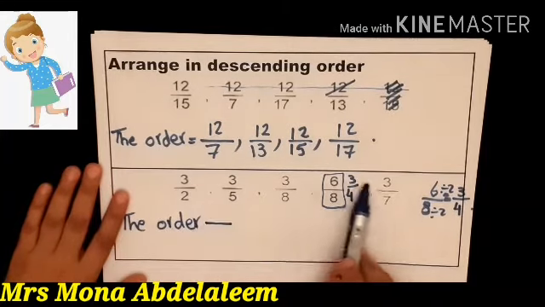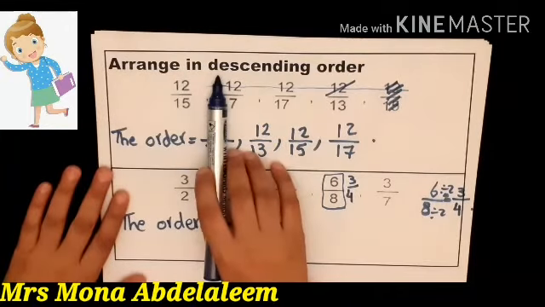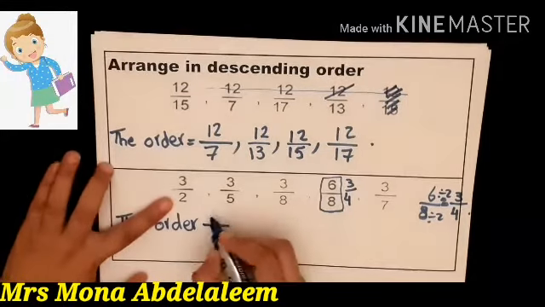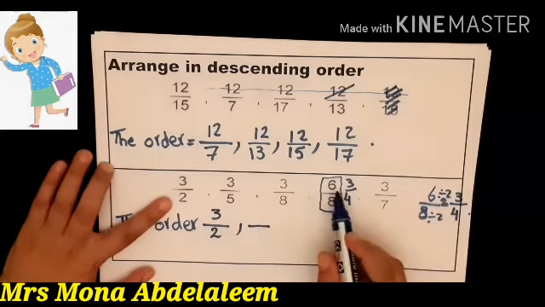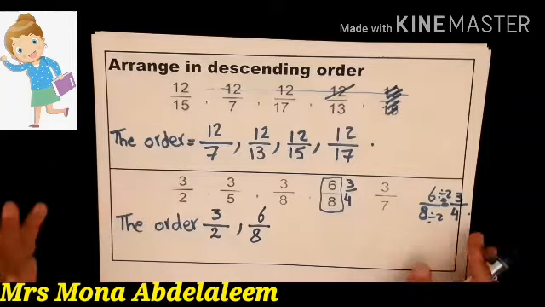النيموريتور the same. يبقى which is greater؟ يقولي descending. يبقى arrange from greatest to smallest. Which is greater؟ good. 2. يبقى 3 over 2 is greatest to 1. then 3 over 4. بس انا مش هكتب بقى 3 over 4، انا هكتب له مين؟ 6 over 8. انا عملت لها simplest form بس عشان اعرف which is greater.